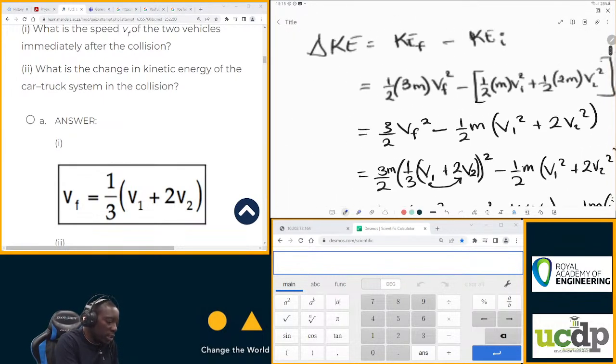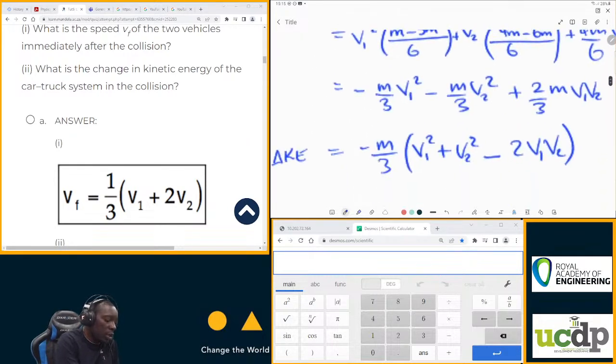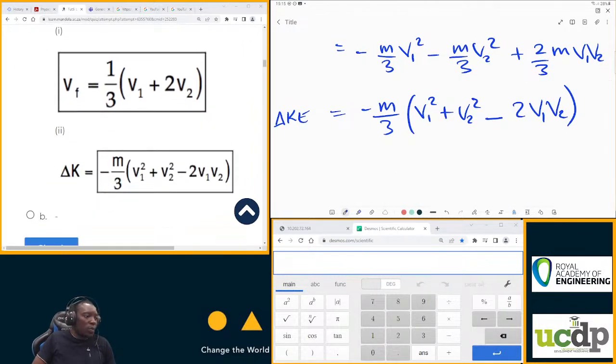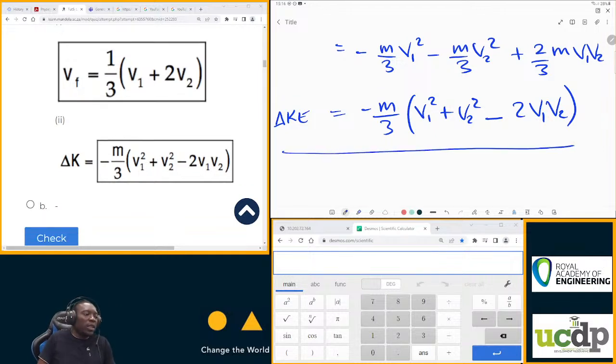Remember, that's what we were calculating from here. So our change in kinetic energy will be given by that expression in terms of V1 and V2: minus m over 3 (V1 squared plus V2 squared minus 2 V1 V2). So it's just a matter of giving expressions. In this case, you just do the calculation for Vf, applying the conservation of momentum, make Vf the subject. Then for change in kinetic energy, final kinetic energy minus initial kinetic energy, and substitute to eliminate Vf from the expression. Then on simplifying it, this will be your final solution for change in kinetic energy.